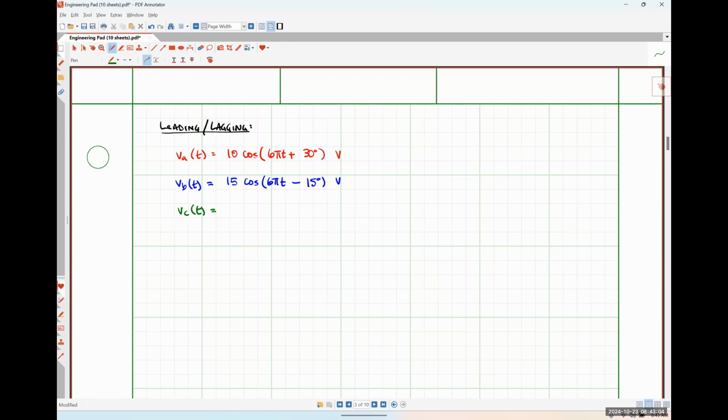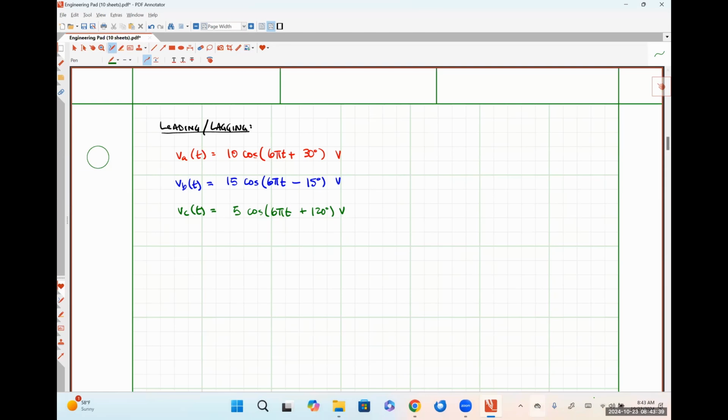And lastly, Vc of t will be 5 cosine 6 pi t plus 120 degrees volts. So due to my inability to draw a single sinusoid, me trying to draw 3 of them on the same graph is going to be an absolute nightmare. So instead, I'm going to rely on Desmos to help me graph these things and make them look slightly less bad.